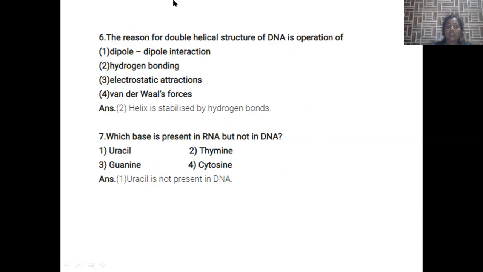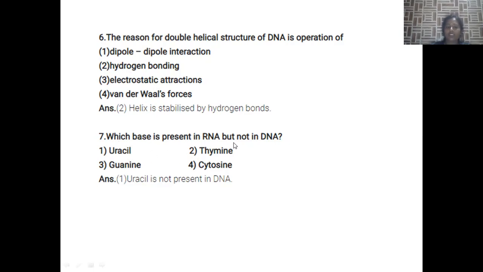The next question: the reason for double helical structure of DNA. DNA is a double stranded structure and it is not a straight ladder type structure. There is always a twist in that structure, which is called double helical structure. That is mainly due to the presence of hydrogen bonding. The condition for hydrogen bonding is when electronegative elements like nitrogen, oxygen and fluorine are in contact with hydrogens of another molecule, there is the possibility of weak forces of attraction. Those are called hydrogen bonding. Because of this hydrogen bonding, twisting of the DNA strands is possible. That is called a double helical structure. So the correct option will be option number 2.